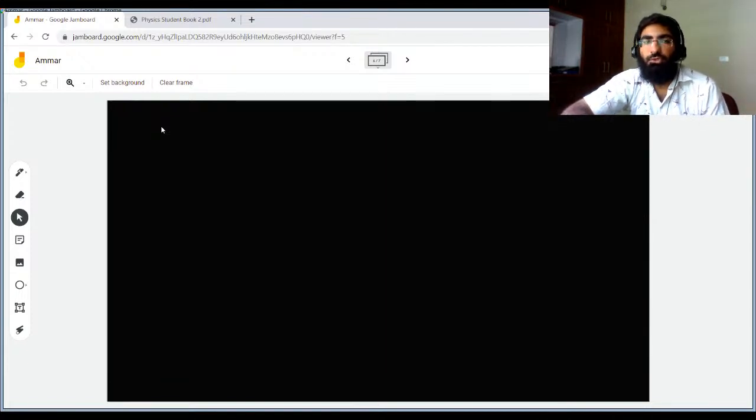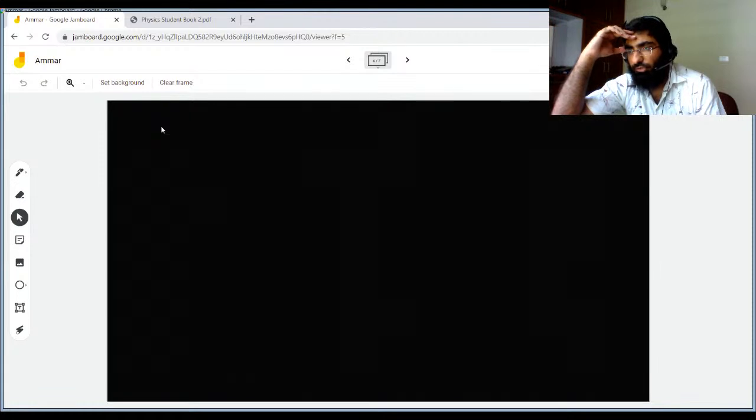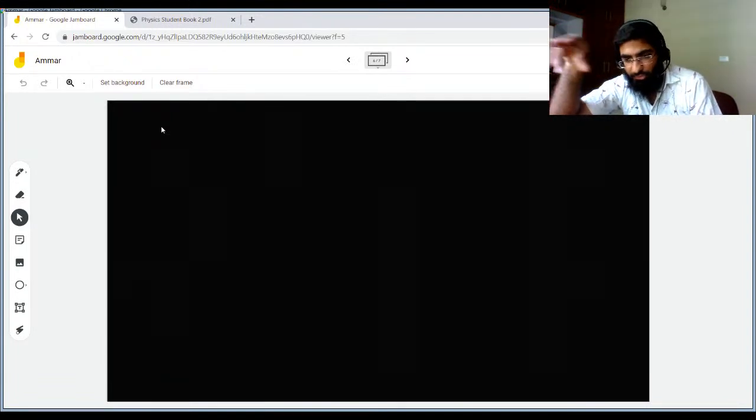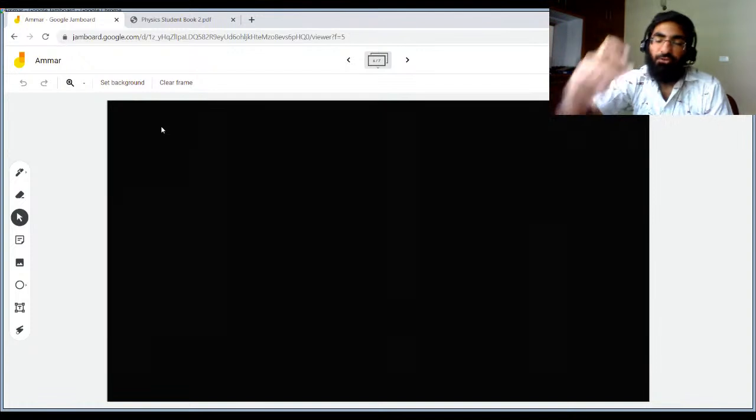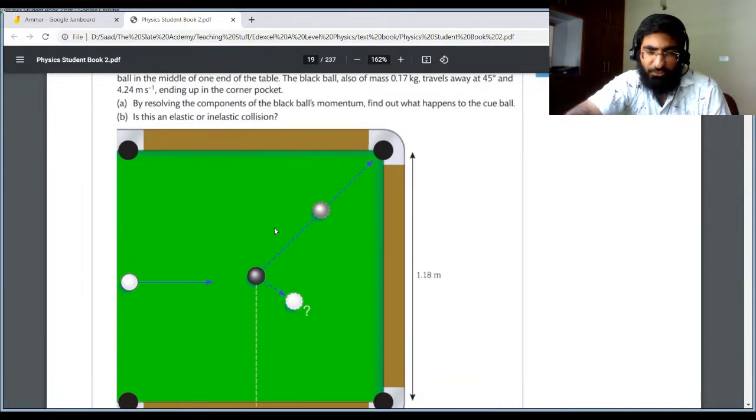It also depends on how much spin you give to the ball. This particular equation does not account for spin, but that could also have an impact on the direction and angle at which the cue ball goes off after the collision. Okay, so this particular collision will be an elastic one because kinetic energy is conserved.